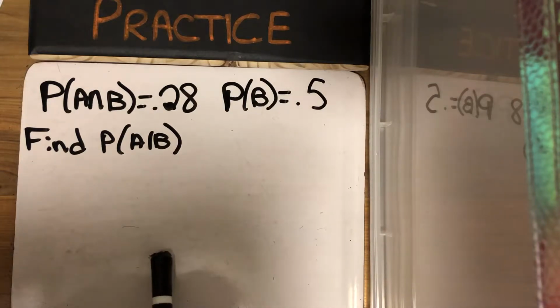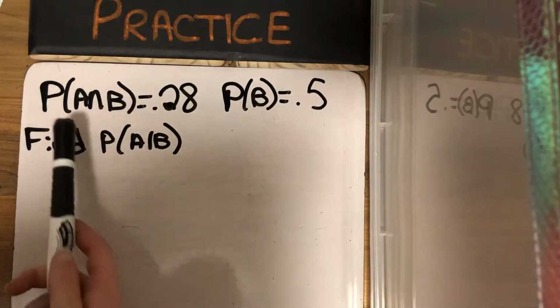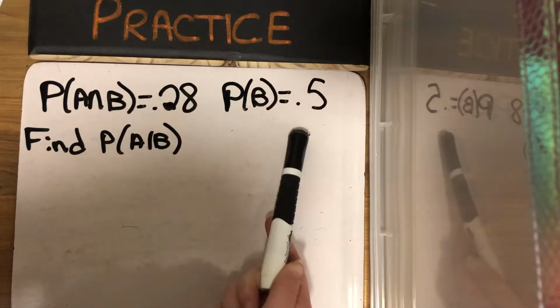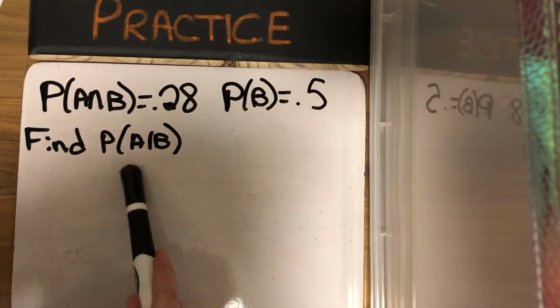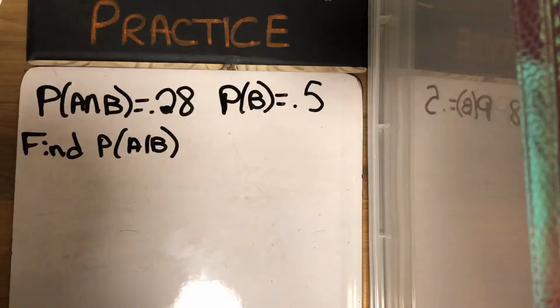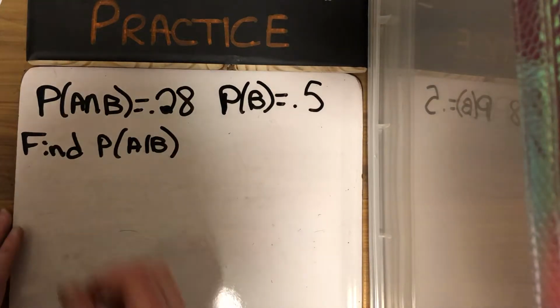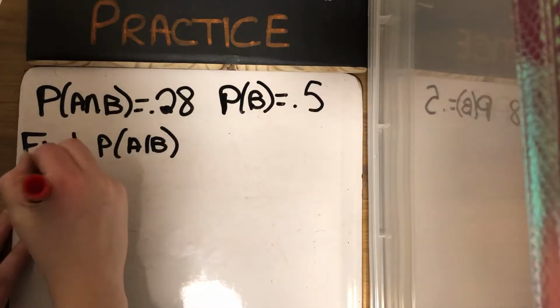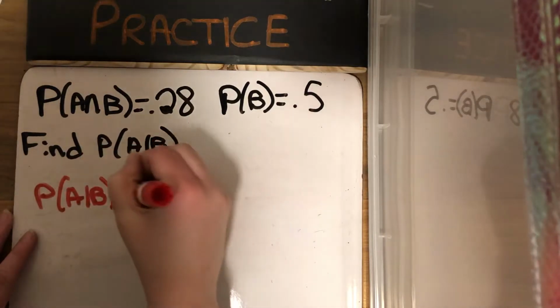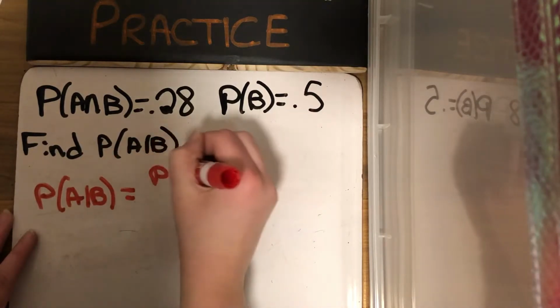So now here's a practice problem. So given probability of A intersects B is 0.28 and probability of B is 0.5, find probability of A given B. So go ahead, pause the video right here, solve this in your notes, and then resume the video to check your answer. Okay, so for this problem, we're going to once again start with the equation. You don't have to write it down if you know it, but I know for some people, and me included, it helps to write it down so you can see it.